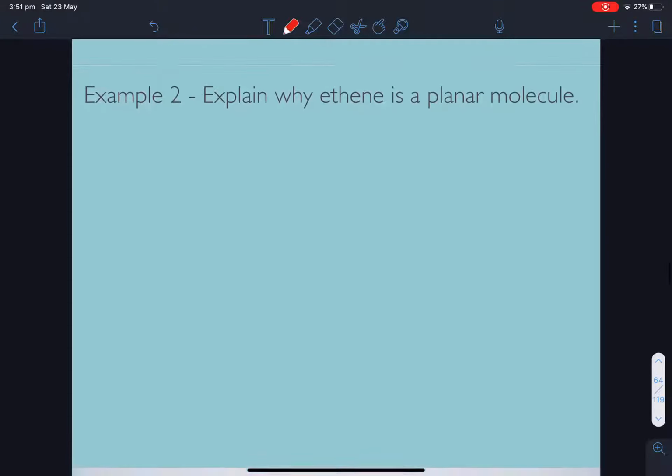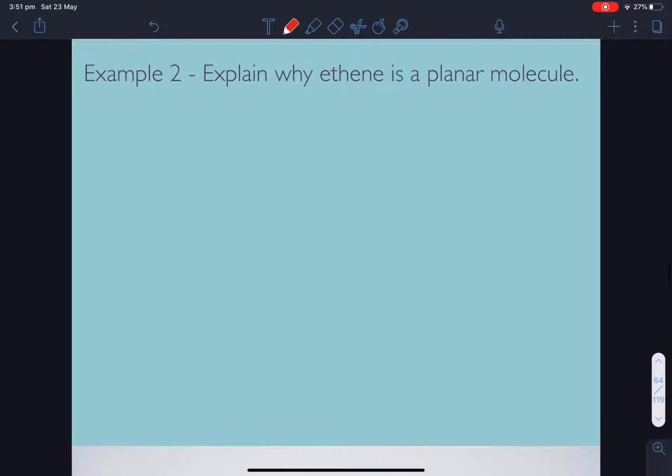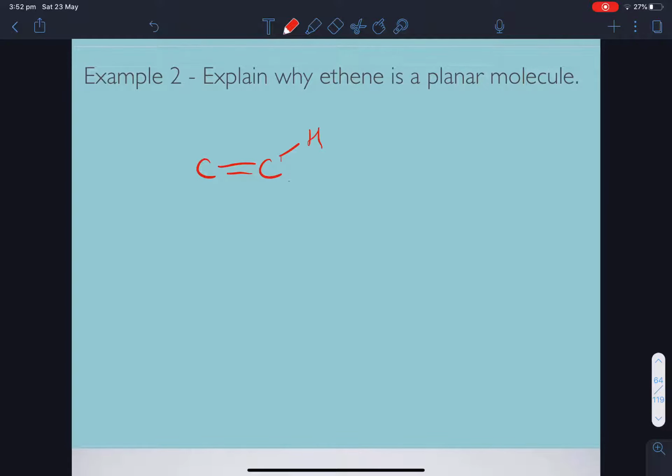All right. Explain why ethene is a planar molecule. Okay, I kind of did it before, but let's talk about it just a bit more. Carbon to carbon double bond. Eth means 2, so 2, and ene means a double bond. Fill up the rest with hydrogens. So there's ethene, and I've kind of hinted at the shape.